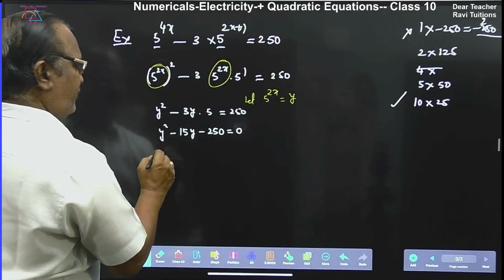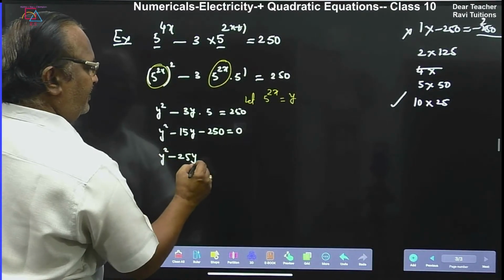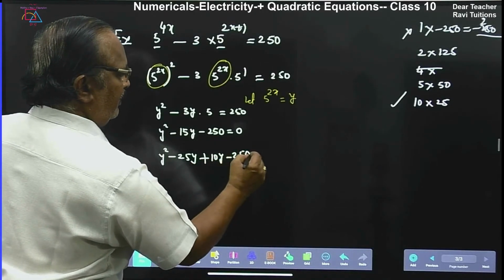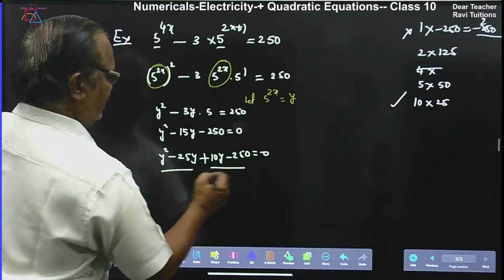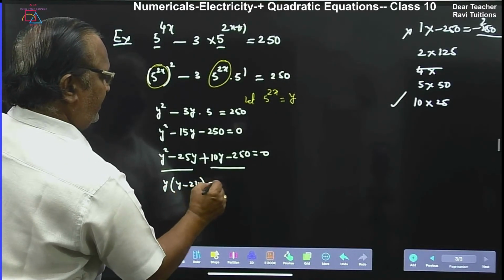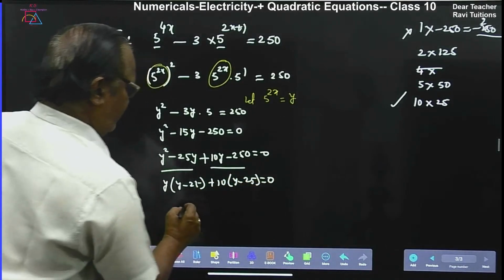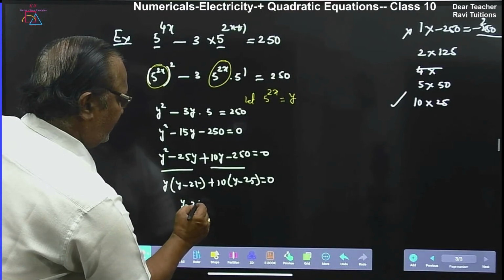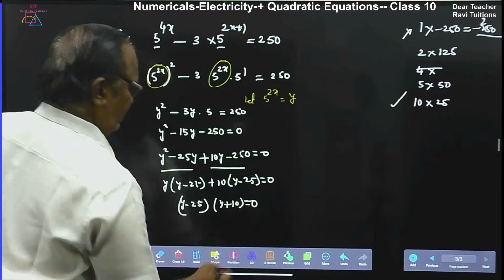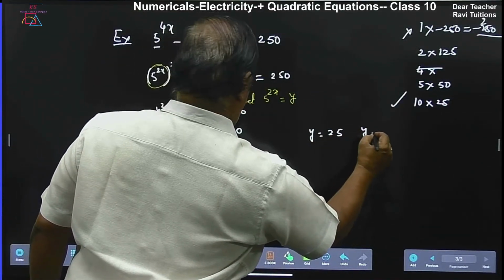I told you, you keep the big number first and write the same sign, and write the small number next. So first 2 terms, last 2 terms, y common, y minus 25, 10 common, y minus 25 is equal to 0. So y minus 25 into y plus 10 is equal to 0. y is equal to 25 and y is equal to minus 10.